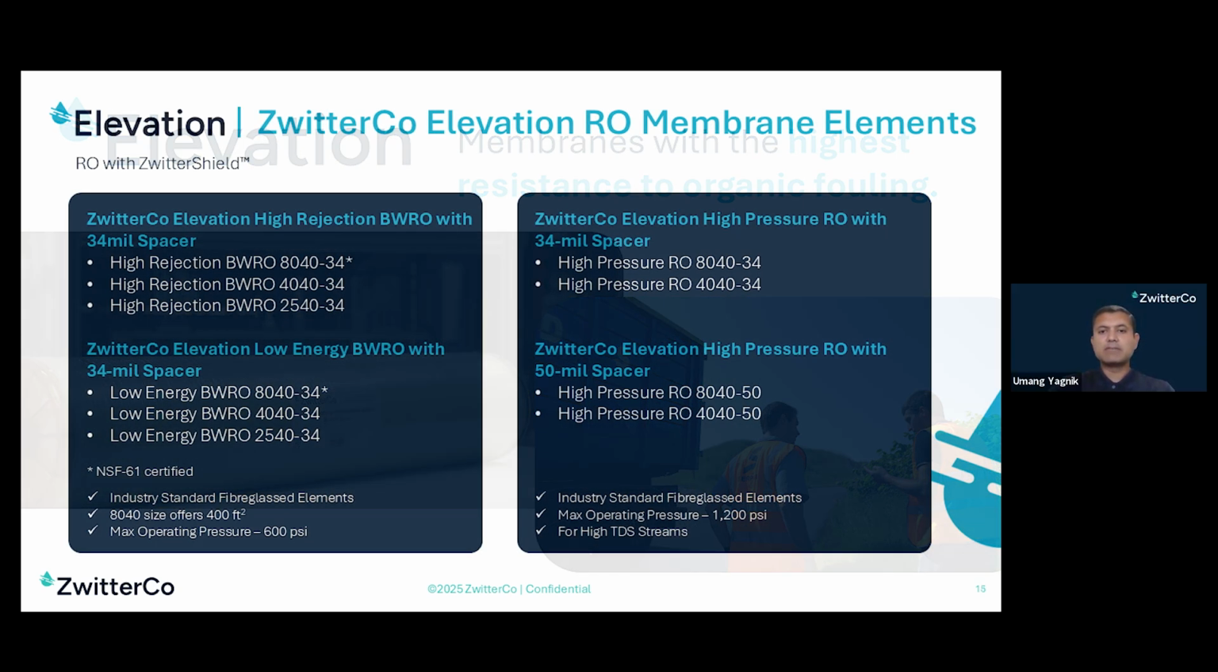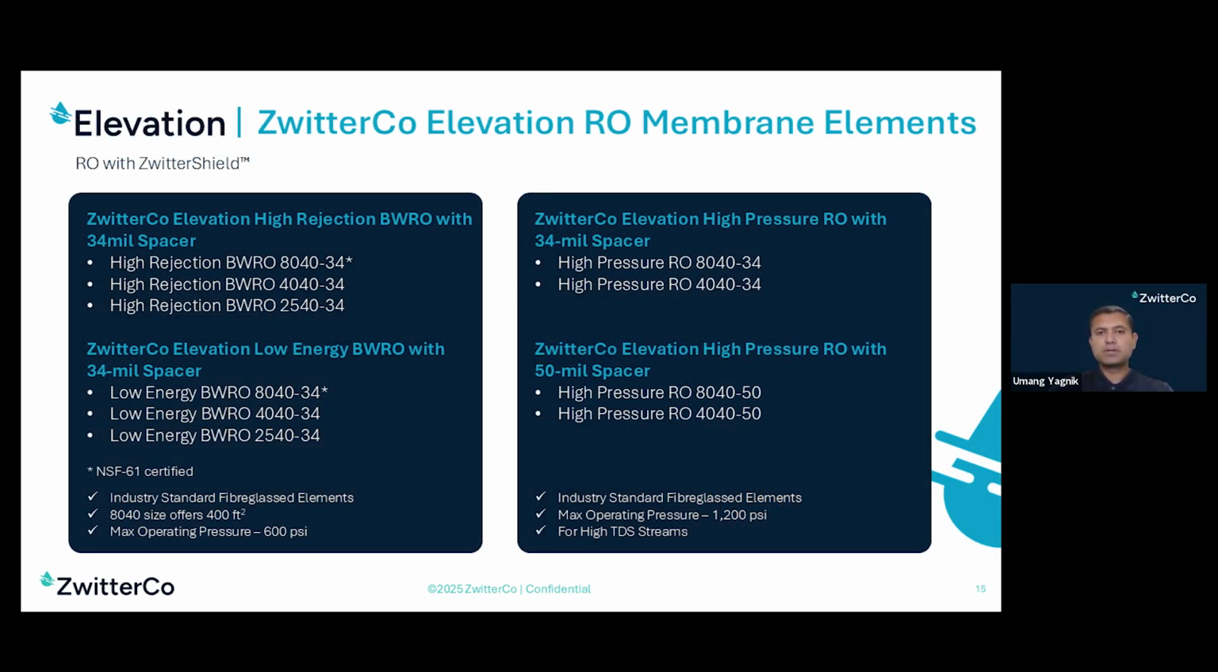So ZwitterCo, under the Elevation brand, offers 3 different categories of RO membranes. Essentially one membrane type, which is a brackish water RO membrane that Chris alluded to earlier, but 3 different types of membranes. The first of which is a high rejection brackish water RO membrane. Second is a low energy brackish water RO membrane, both of which are NSF certified. And the third one is a high pressure RO membrane.